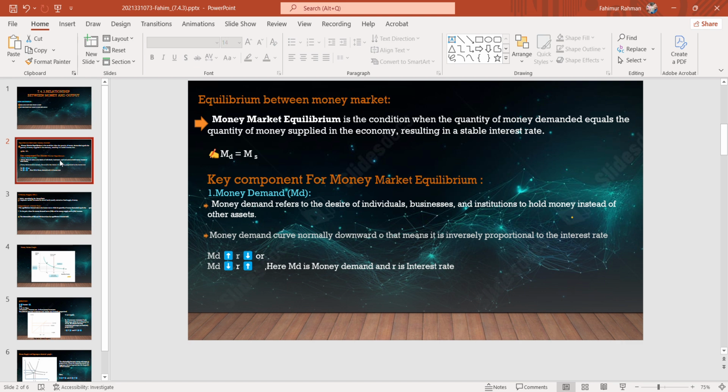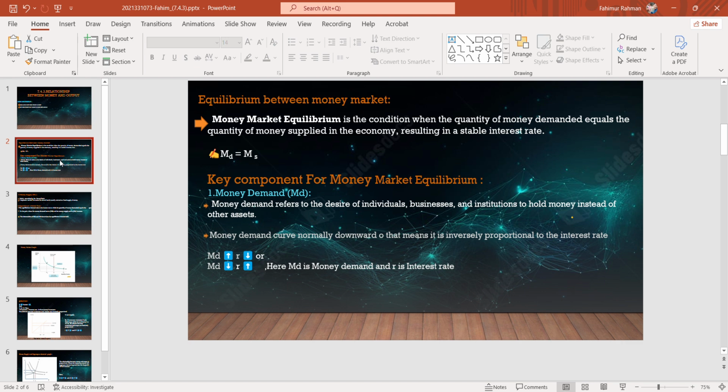After that, our next topic is the key components of money market equilibrium. There are many components: money demand, money supply, and equilibrium interest rate. First of all, money demand. What is money demand? Money demand is the desire of institutions or businesses to hold money instead of investing it or holding other assets. So this is money demand.